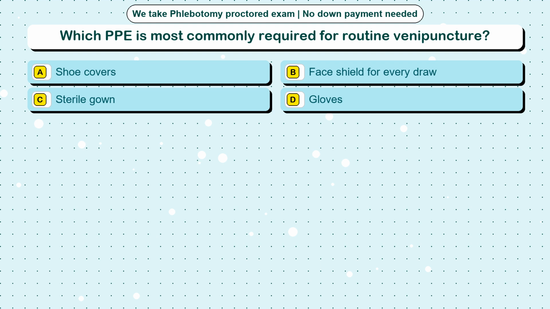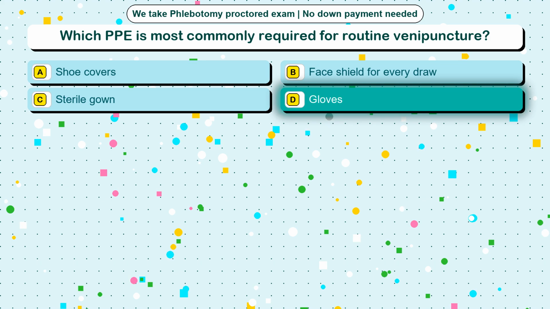Question 93. Which PPE is most commonly required for routine venipuncture? Option A, shoe covers. Option B, face shield for every draw. Option C, sterile gown. Option D, gloves. The correct answer is option D, gloves.